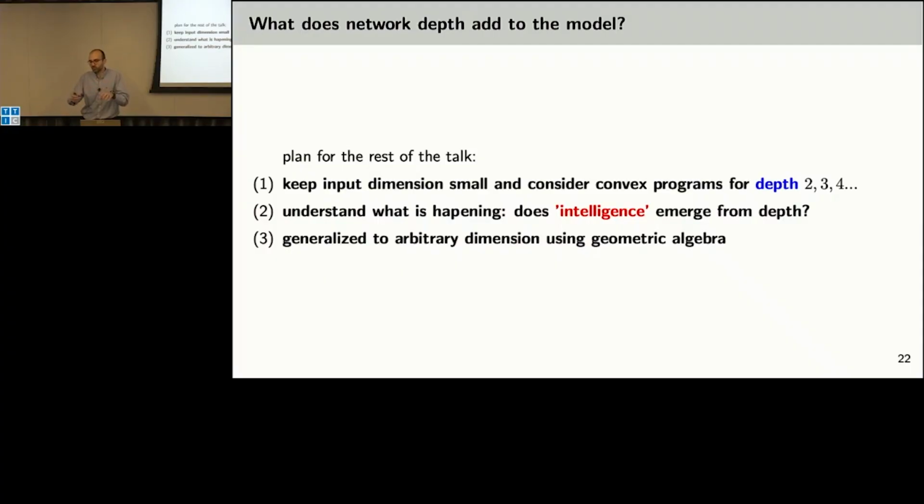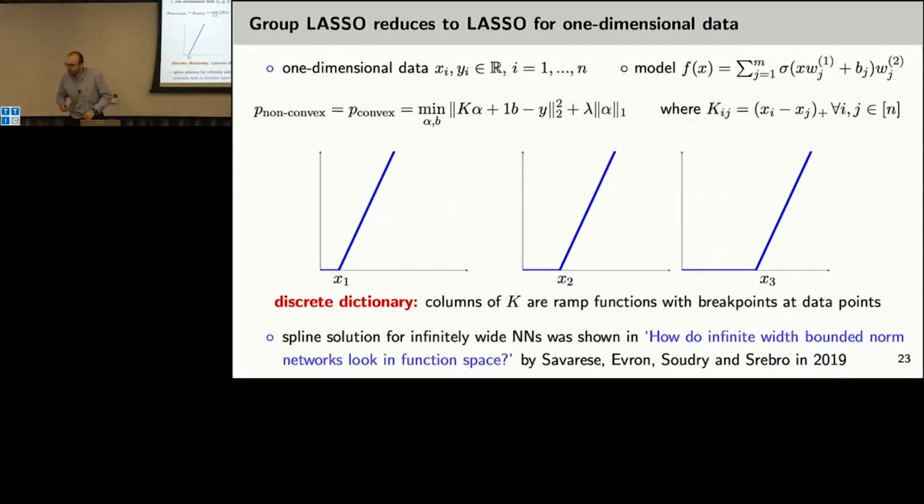Especially with transformers, right? How does that work out if I am able to convert these problems into convex optimization? And the depth basically gives me more variables. How come more variables translate to more intelligence? So now we will look at a very toy case, which is one-dimensional data.